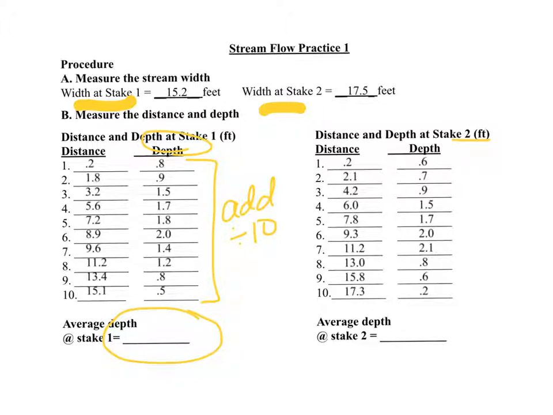And same thing over here at stake 2. Put these all in together, add them up, and divide by 10. So go ahead, pause the video, crunch those numbers out, and see what you get for each of those 2 averages.